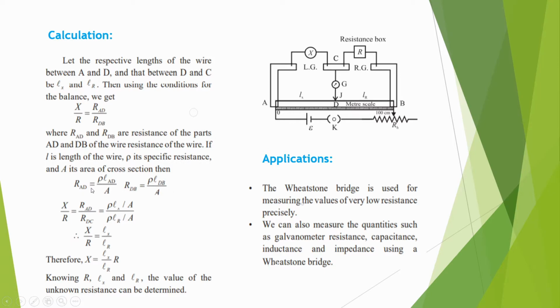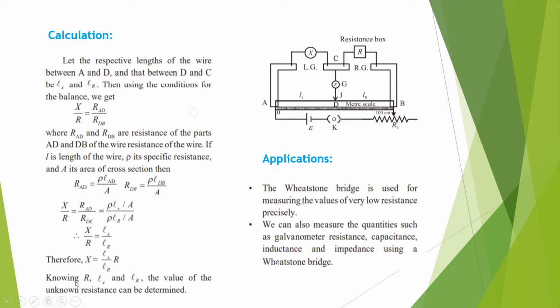Let us substitute both values in the original equation. X upon R is equal to RAD upon RDB, so rho LX upon A, because AD is equal to LX, and DB is equal to LR. We substitute LAD equal to LX and LDB equal to LR, so we get rho LX upon A and rho LR upon A. Rho and A get cancelled, so the remaining equation is X by R is equal to LX upon LR. So X is equal to LX upon LR into R.